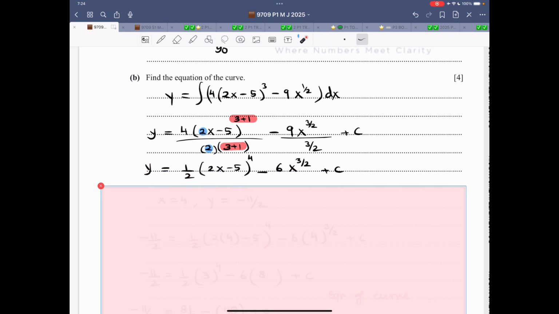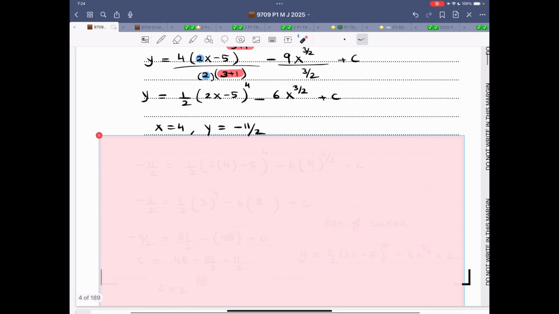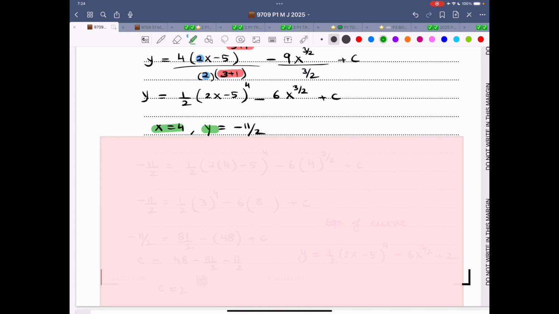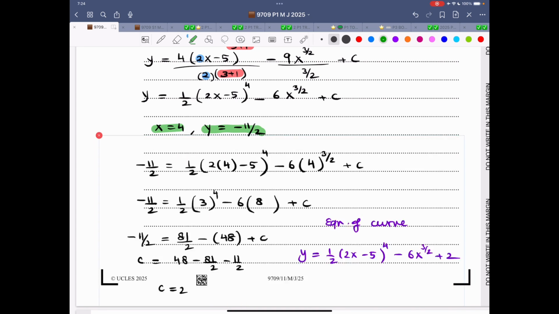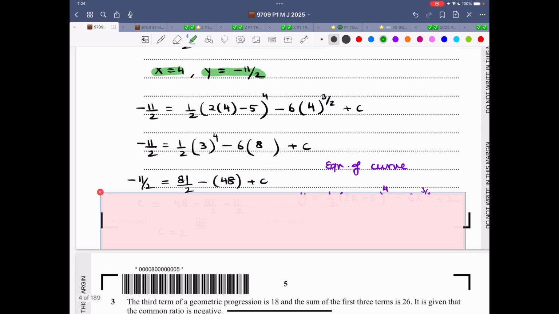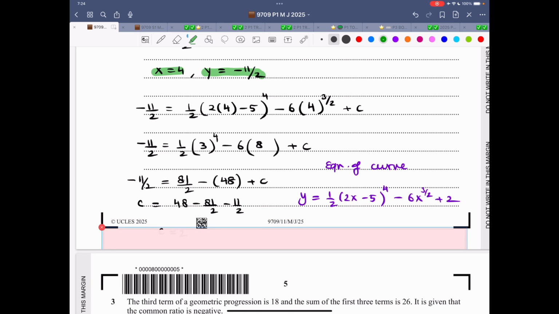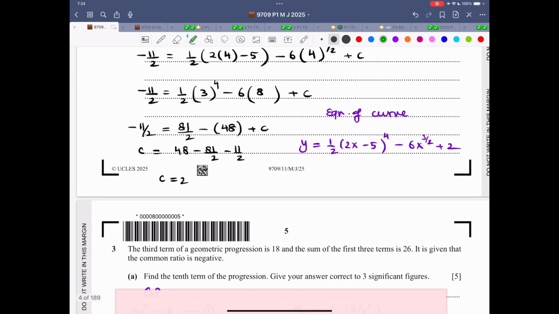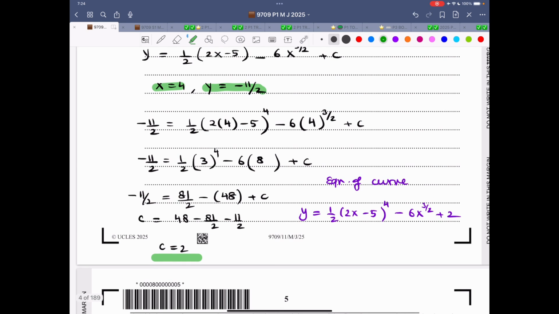How do we evaluate it? First of all, simplify. Once you simplify it, then we plug in the value, which is x is 4, y is negative 11 over 2. We evaluate it, we simplify, we take care of everything, and we find the value of c, which comes out to be 2. Now this thing over here, that is 4 raised to power of 3 over 2. That you can use a calculator.